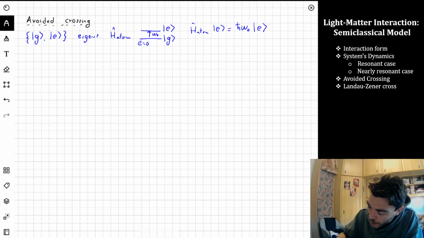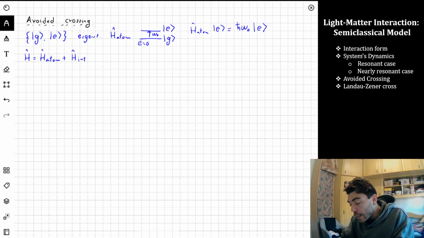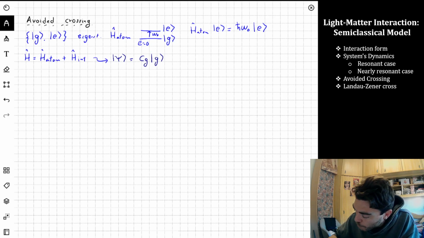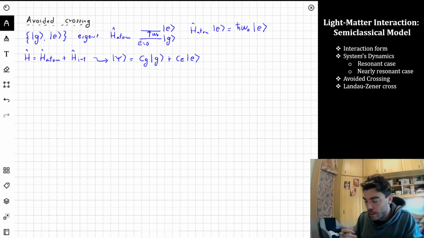But now one could ask, okay, what are the eigenstates of the new system? Now that we have the Hamiltonian of the atom plus the Hamiltonian of the interaction, what are the eigenstates of this new system? We can diagonalize this Hamiltonian, and what we will get is that the eigenstates can be written as a certain superposition of the ground state and the excited state. One can calculate what this superposition is in particular. So what are the new stationary states of the coupled system for the atom?